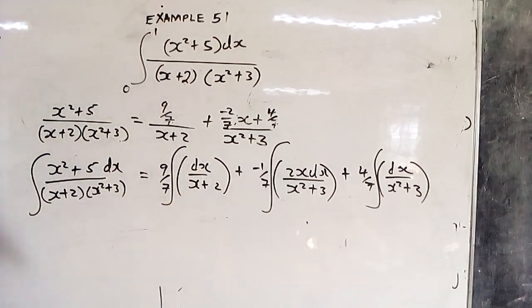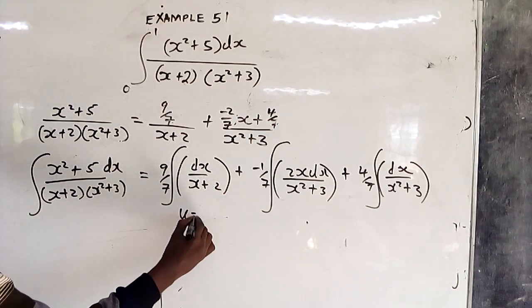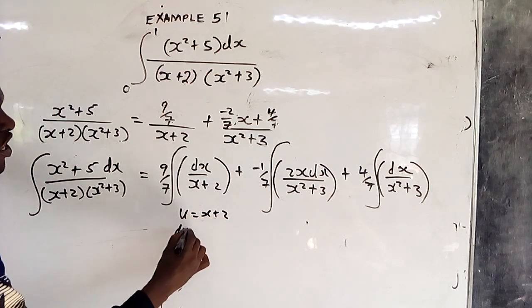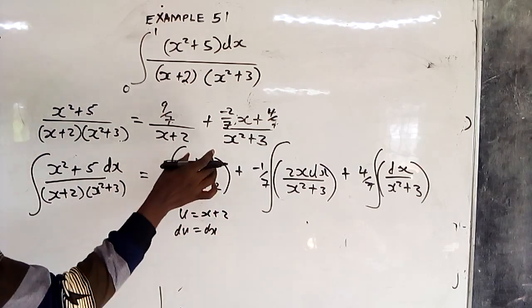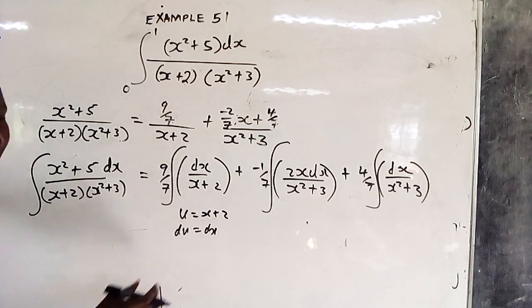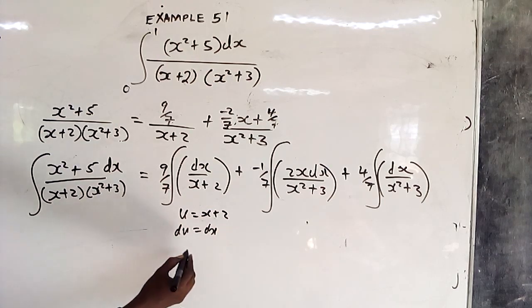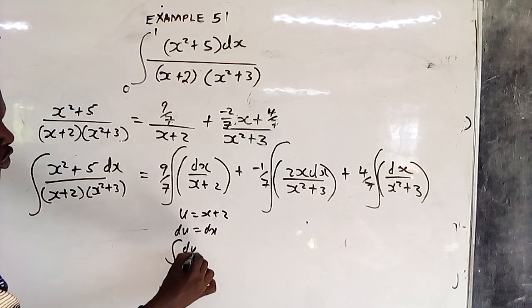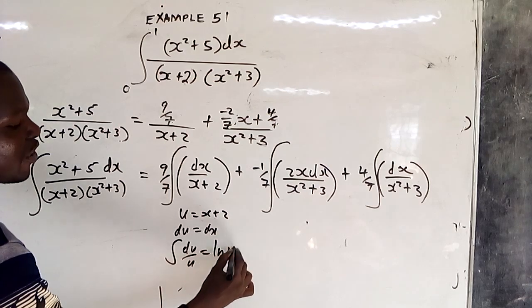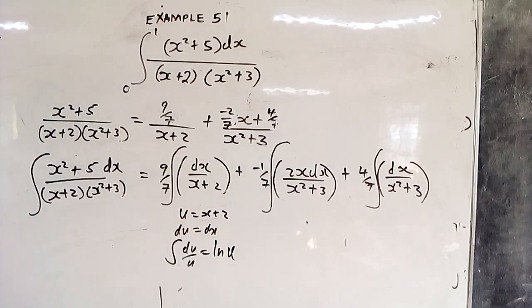The integral of du over u is ln of u. If you let u be x plus 2, meaning du is equal to dx, so it's like du over u. You get the answer to be ln of u, so it means ln of x plus 2. Are we together? You are done with that?